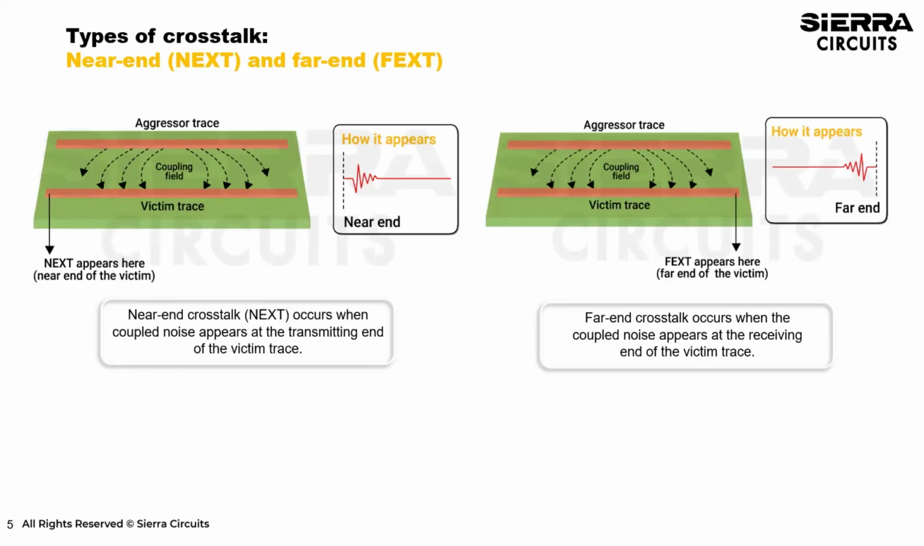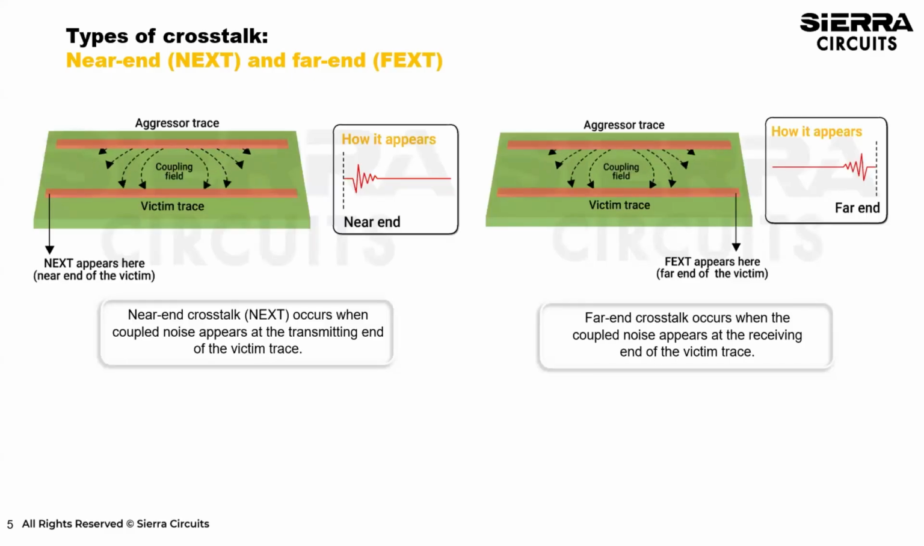So NEXT occurs when electromagnetic coupling from an aggressor trace induces unwanted noise into a nearby victim trace. And that noise appears at the same end where the signal was launched. NEXT becomes more severe as trace spacing decreases and the signal edge rates increase. In high-speed interfaces such as DDR, PCIe, and SerDes, excessive NEXT can increase the jitter, degrade your eye diagrams, and reduce overall timing margins.